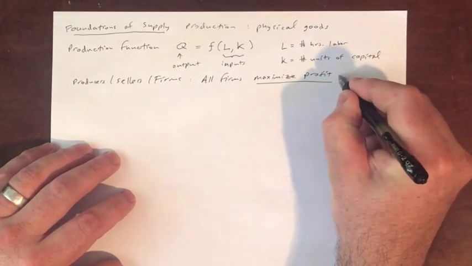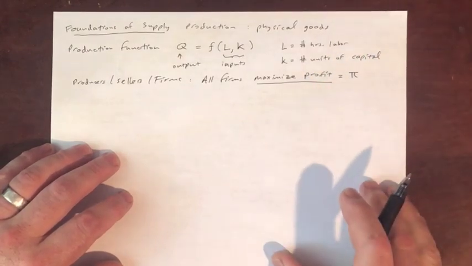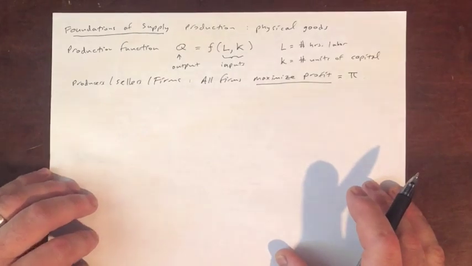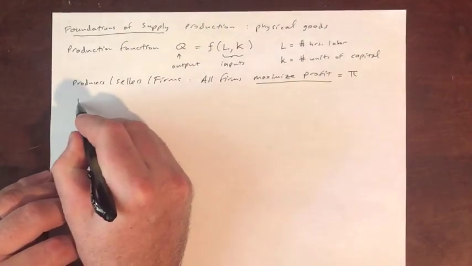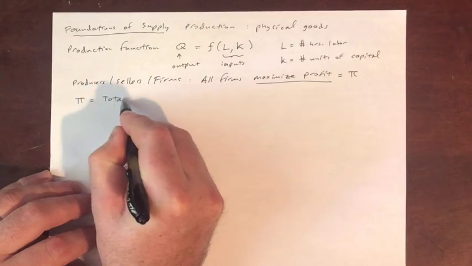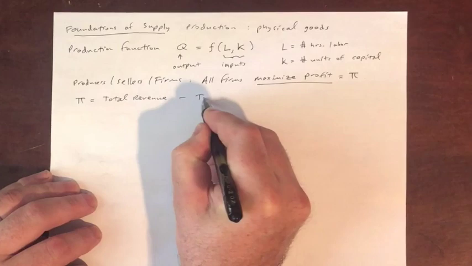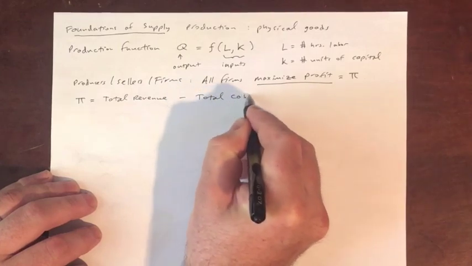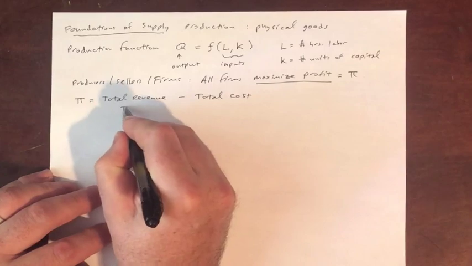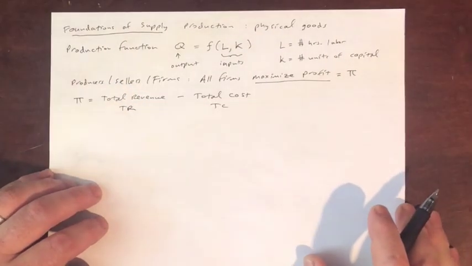First of all, let's just define profit. We use the Greek symbol pi. Profit is pi. And we will go on to define that pi as the difference between total revenue and total cost. Total revenue, we'll call that TR, and total cost, we'll call that TC.